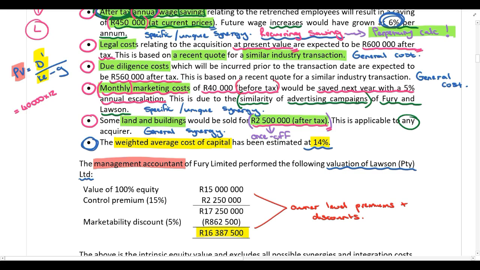The cost has been given to you before tax. You want the after-tax cost. So multiply it by 72%, assuming a tax rate of 28%.